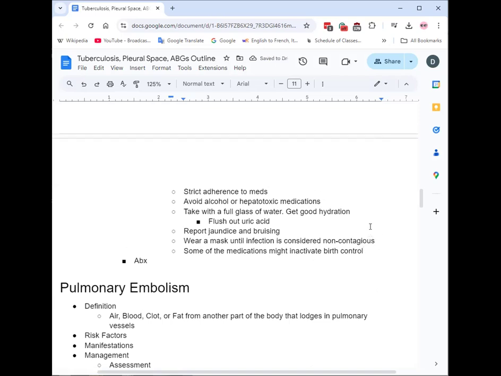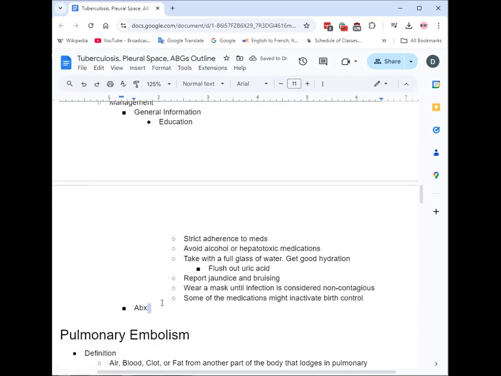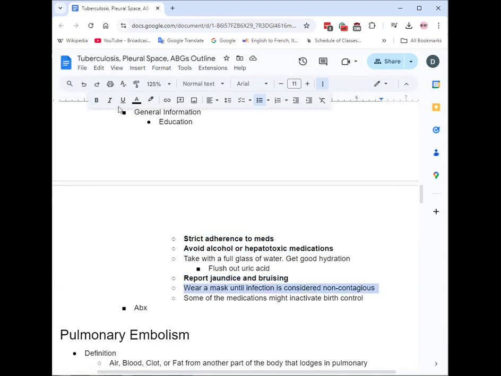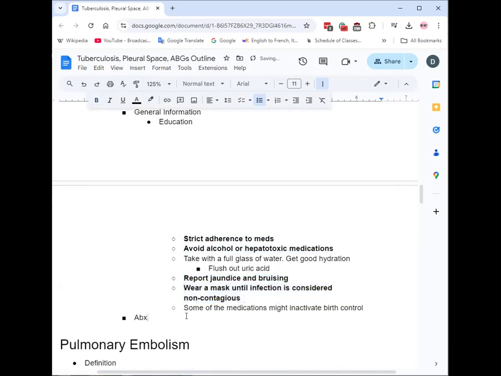Yep. And then we can break a lot of that down into the antibiotics, but it's good to know. Definitely these two for sure. You definitely want to make sure that that's done. That kind of goes with the hepatotoxic stuff, jaundice and stuff, and wearing a mask until infection is considered not contagious. These are probably the most important things to keep in mind. So here we can just kind of break them down.